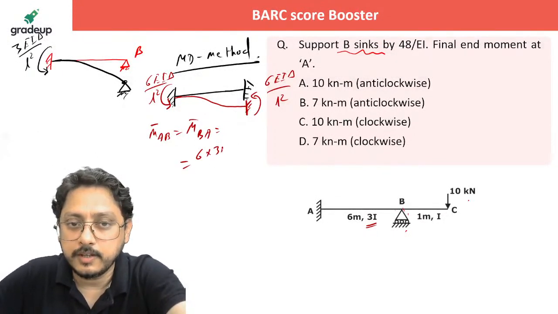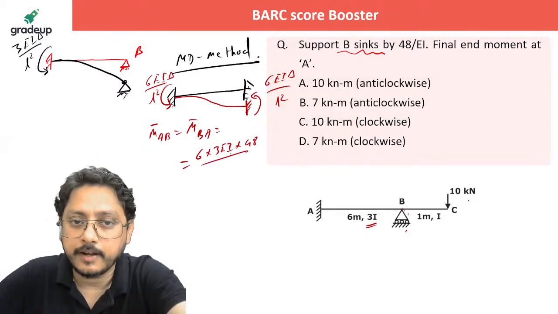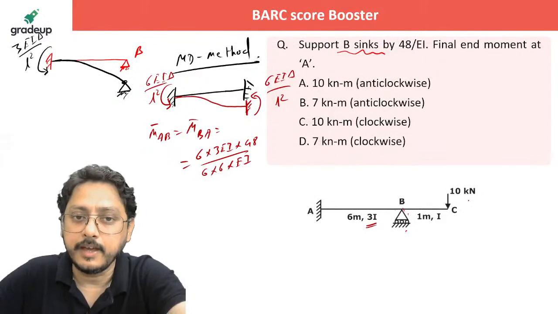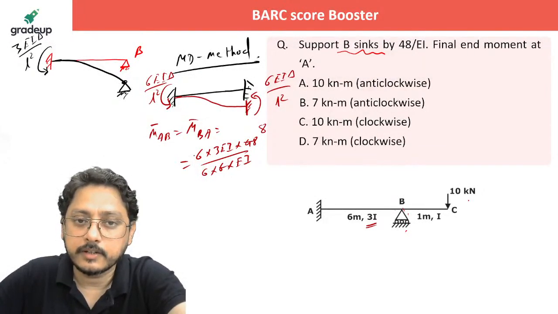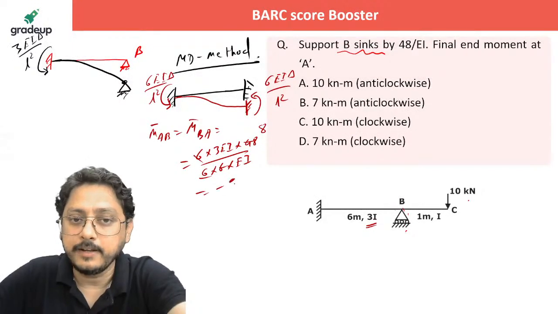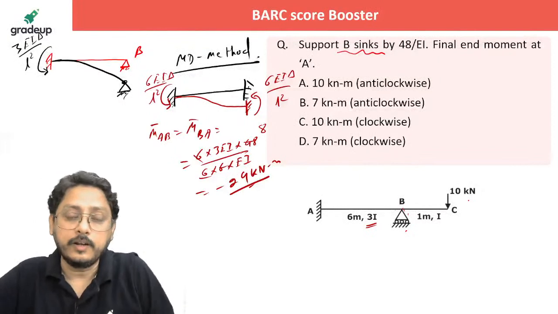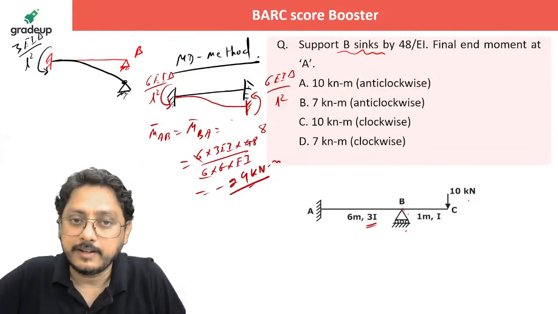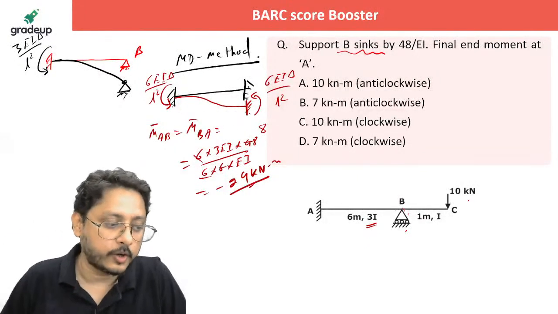Now the delta value is already 48 by EI, and L square is nothing but 6 into 6, and here you have EI. EI will get cancelled. Then you'll get 24 minus 24 kilonewton meter. Now remember, what is the approach for the MD method? Is this actually correct? No, it is not at all correct. Why?